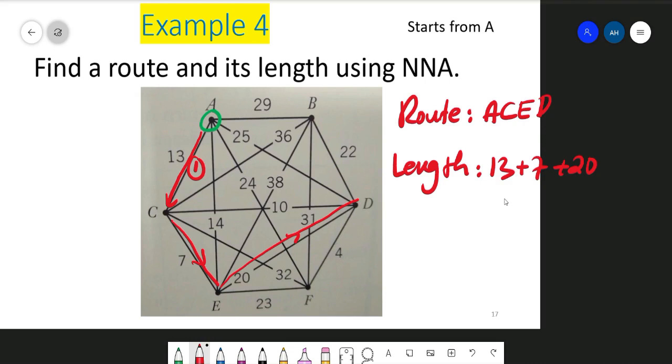And we have 4. So we have the minimum value from D is going to F. So from D to F, and the distance is only 4. Now, we already visited all the vertices except B. So we have to go from F. We have no other choice. We have to go to B. All right. So this is number 1, this number 2, number 3. We have here number 4, and this is our path number 5. Okay, that is from F to B, and the distance is 31, plus 31.